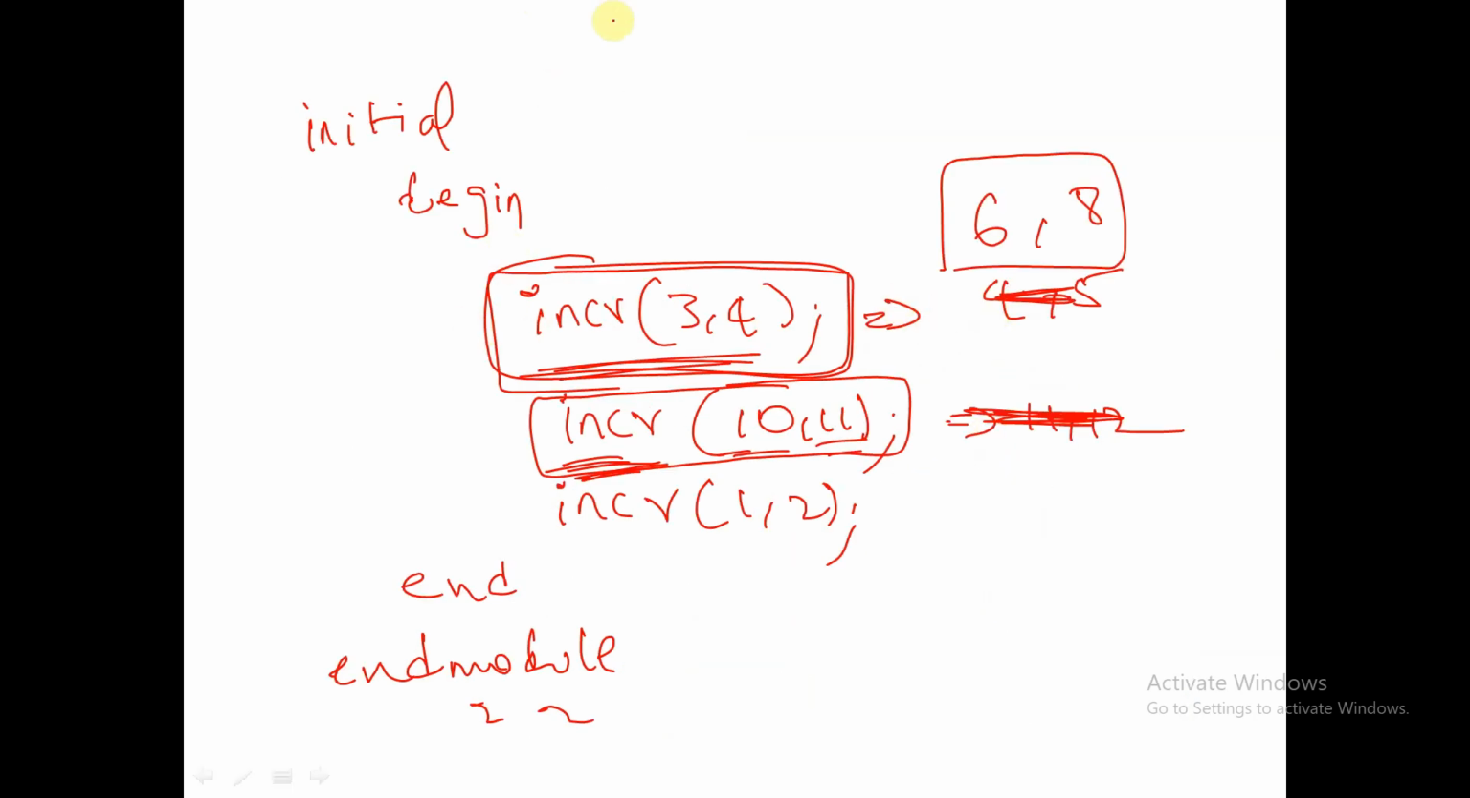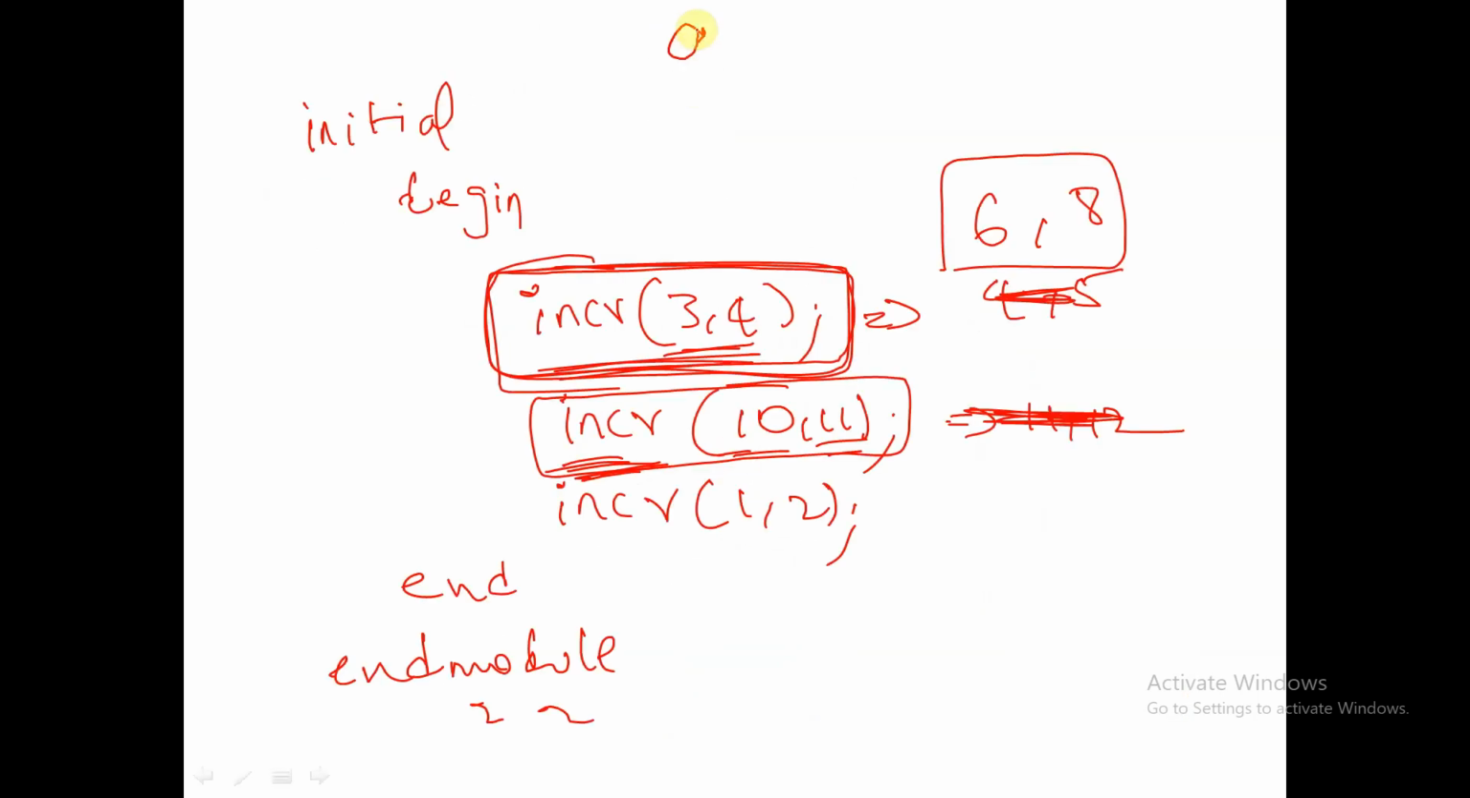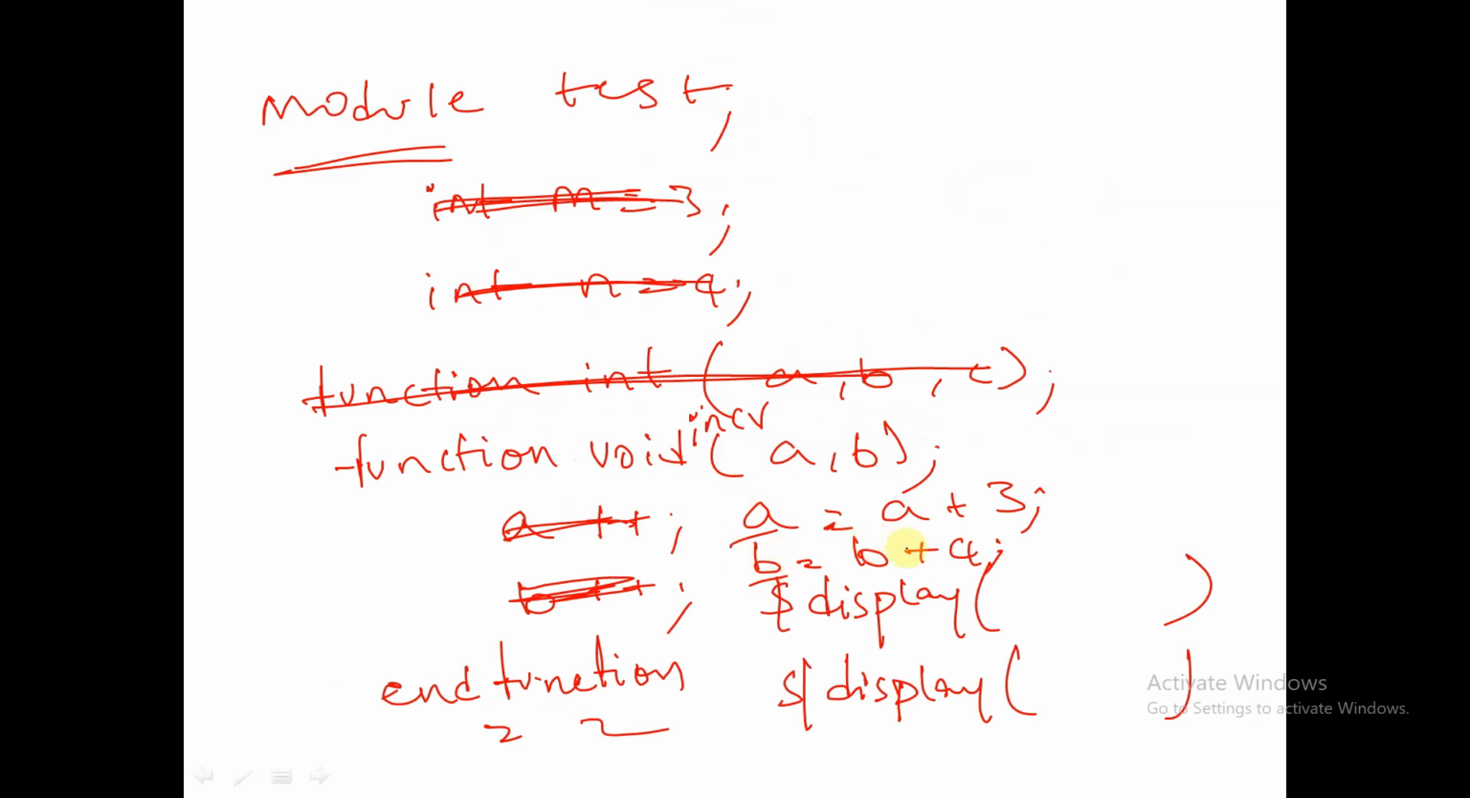No. So this is a static task. Since I have called my function incr initially and I have passed the values of 3 comma 4, my value of a will be equal to 6 and b will be equal to 8. Whenever I call my function again incr 10 comma 11, what will be my value, which is equal to initial value of a is equal to 6.